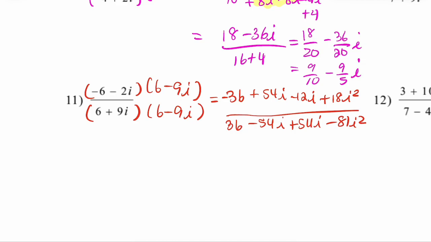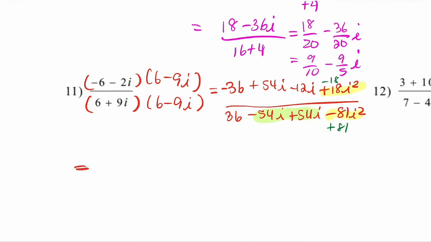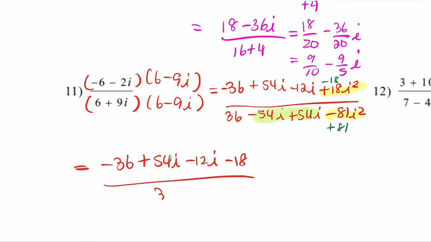Here's the things we have to do. The i squared terms have to become the opposite of what they were. Remember, that negative 1 has to appear. So that's going to become a negative 18. This one's going to become a positive 81. And another thing I think is easy to take care of at this spot is these two pieces are opposites. They should be. If you did a conjugate right, that will always happen. So on top, we have negative 36 plus 54i minus 12i minus 18. And on the bottom, we have 36 plus 81.